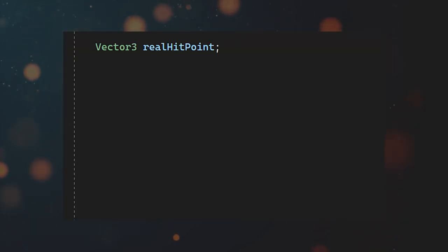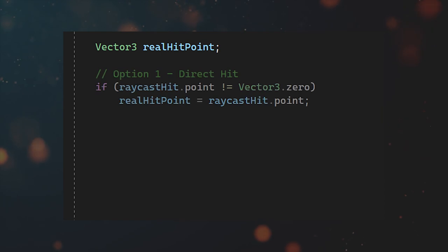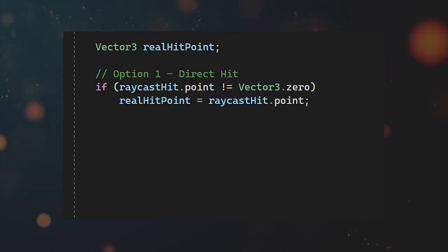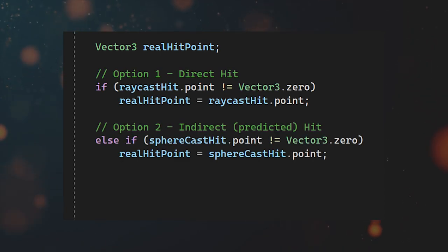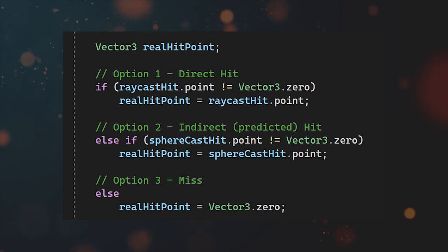And as I've explained before, we now need to choose which one of the hit points to take. So if there is a raycast hit, take this one, else if there's not a raycast hit, but a sphere cast hit, then we'll use this one instead. And if both points aren't available, just set the real hit point to 0.